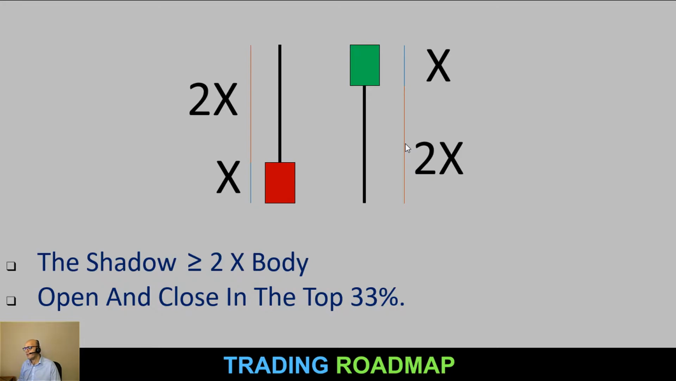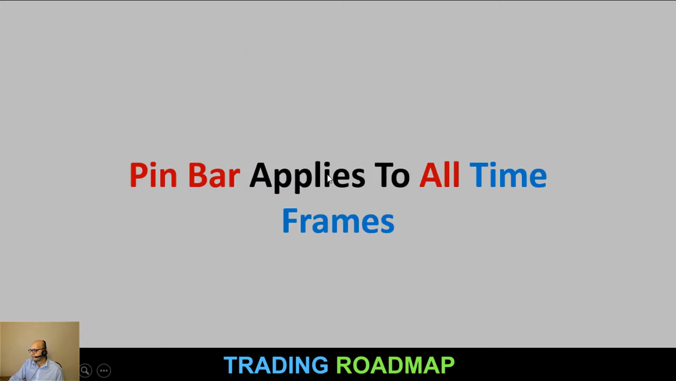So it's going to become more clear when we discuss the definition of the Pinbar. The Pinbar that we're going to consider is when the shadow or the wick is at least 2 times the body, so it's 2 times or more the body, and it should open and close in the top 33% of the range, especially for the bullish, and in the bottom 33% of the range for the bearish. And the Pinbar applies to all time frames, so it applies to the daily time frame, weekly time frame, monthly time frame, and we're going to go through some examples now.